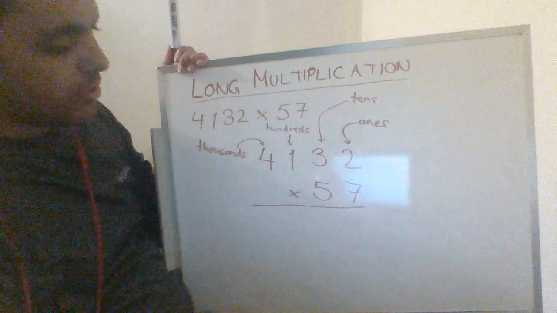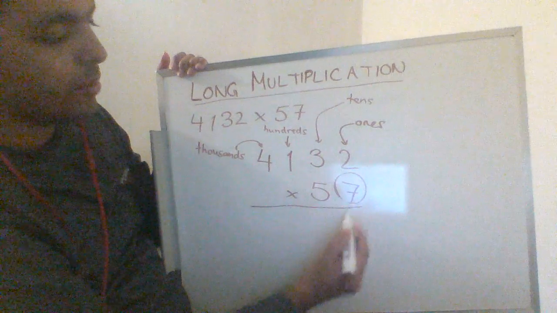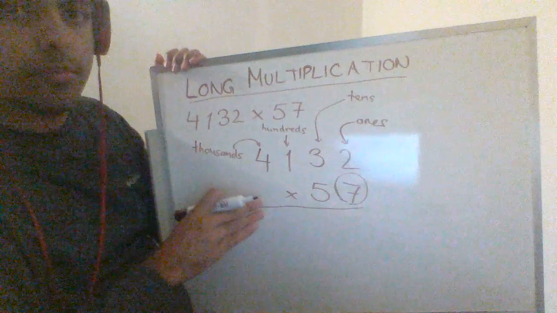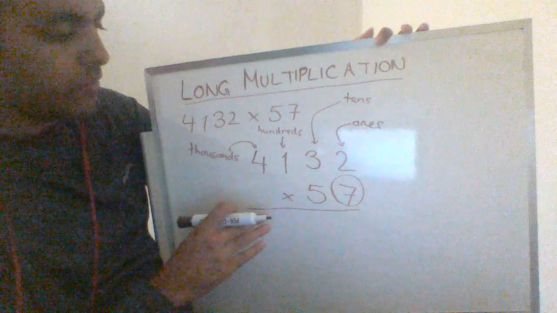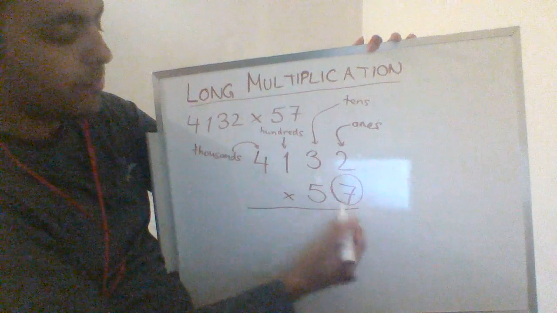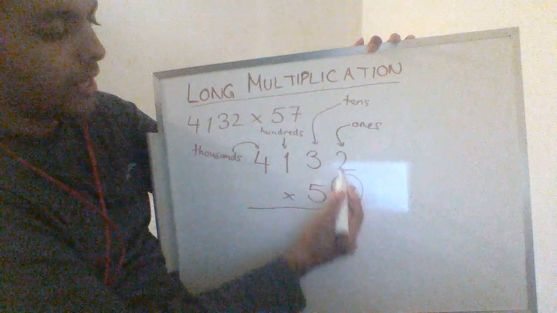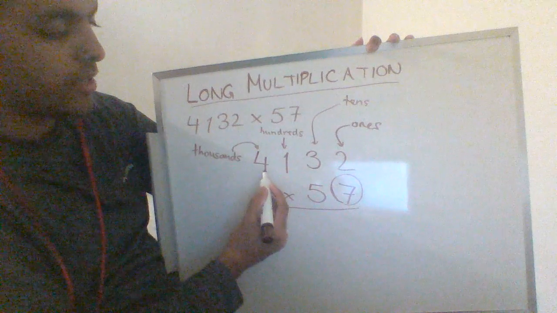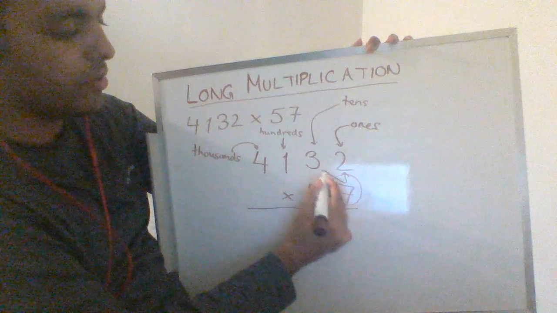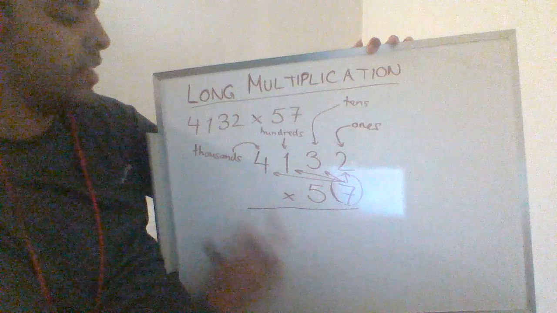So the way this is going to start is you're going to take this 7 down here, so you're going to take the number that's in the ones place of the second row, sorry. So you're going to take the ones term from the second row, and you're going to multiply it by each of the digits in the top row. So you're going to start with the 7, multiply it by the 2, then the 3, then the 1, and then the 4. So we're going to do it in the following way.